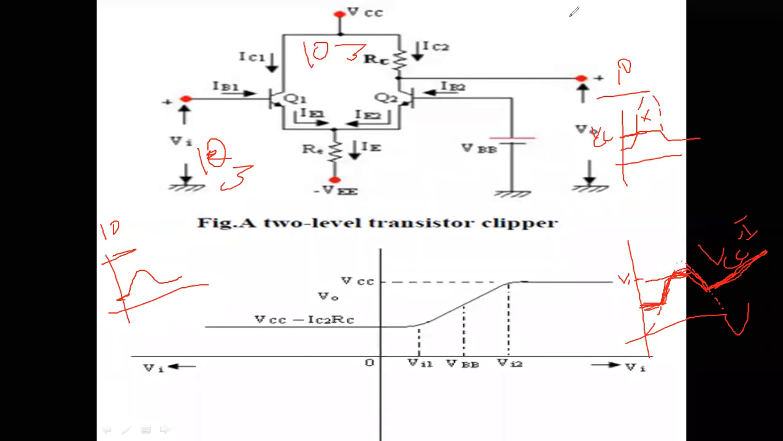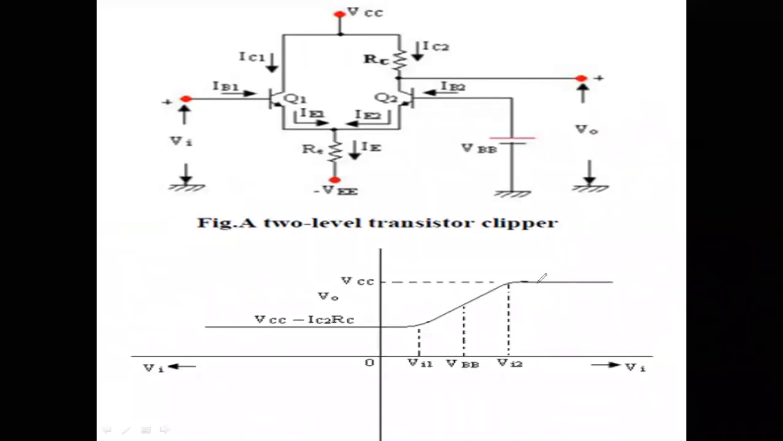You have to understand this transistor clipper. Once again, I will draw it here neatly. Like this you may get the output terminal. This is our output voltage. This is regarding our transistor clipper.